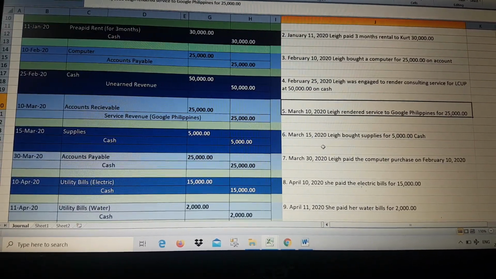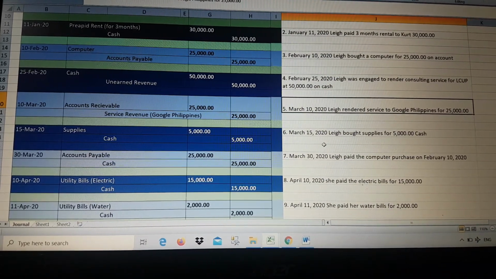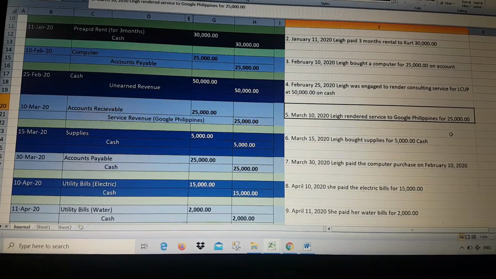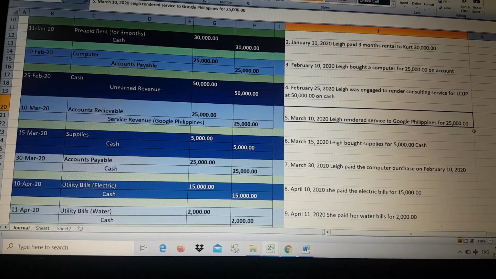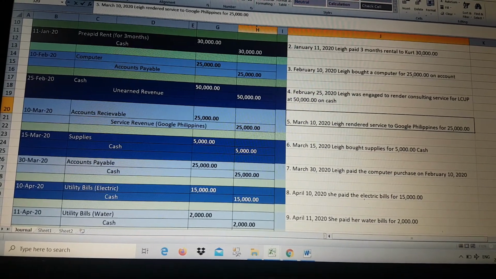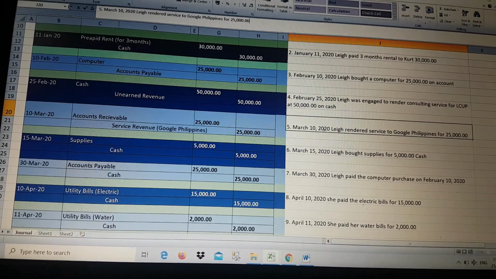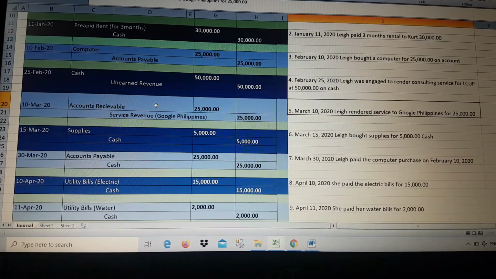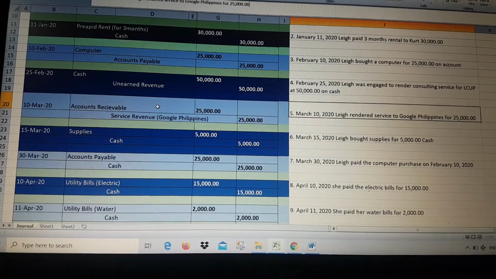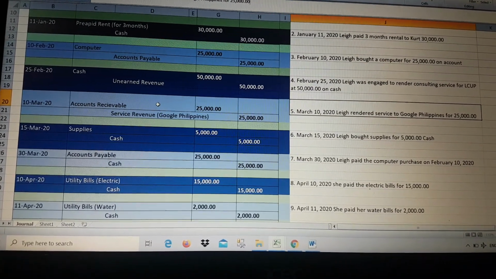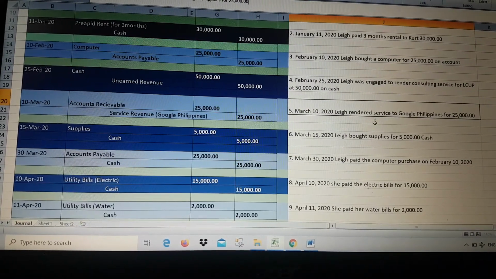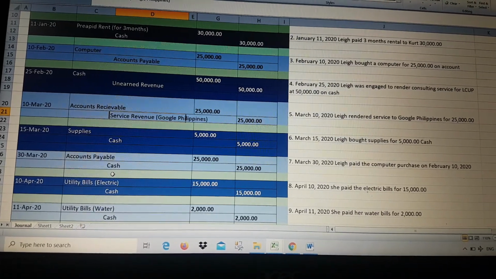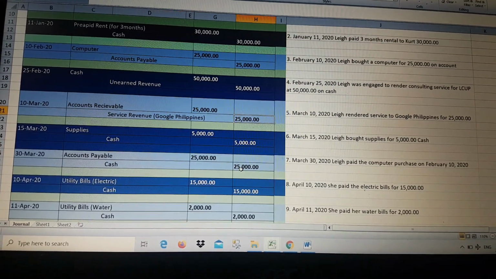Next, on March 10, 2020, Lei rendered services to Google. Take note, it's past tense, rendered services to Google for 25,000 on account. Guys, I forgot to put on account. So, since on account, what does the business receive? The right to ask or to collect payments. That's why it is accounts receivable, 25,000. And because the service was already rendered, it's now the time that we could account for a credit of service revenue, 25,000.